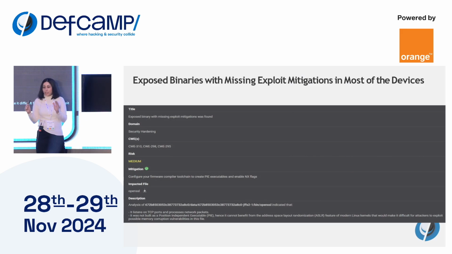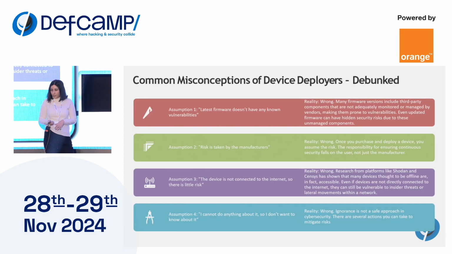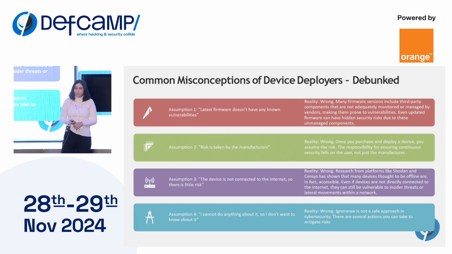And then another thing is exposed binaries with missing exploit mitigation. Basically, as a developer, if you know just a little bit about security, at least try to compile using the secure flags, like PIE, like ASLR, okay? But when we analyze firmware, we identify several binaries which are exposed over the internet, and even those default secure flags are not used whenever they compile them, okay? Which of course shows how awful the situation of these devices is.